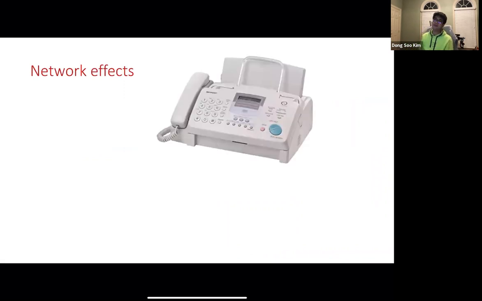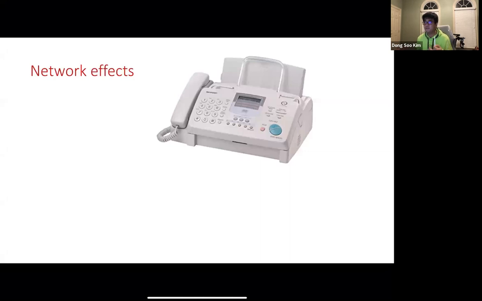Third, network effects. All right, have you ever seen this machine? This is a fax machine, which was widely used in the late 90s and early 2000s. Fax is still used in various companies, governments, and offices. But nowadays, all-in-one printers or online fax programs have replaced fax machines.